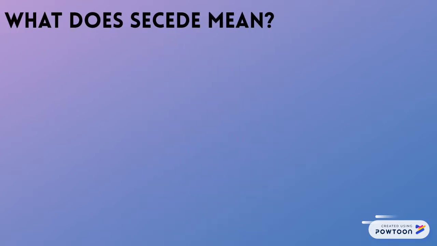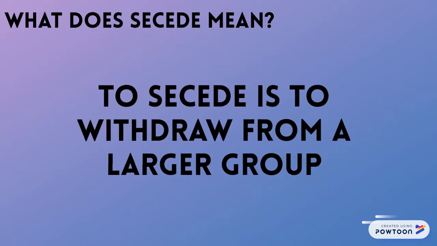What does secede mean, Josh? To secede is to withdraw from a larger group, often a political entity. Okay. So let's talk about the events that led to the American Civil War.